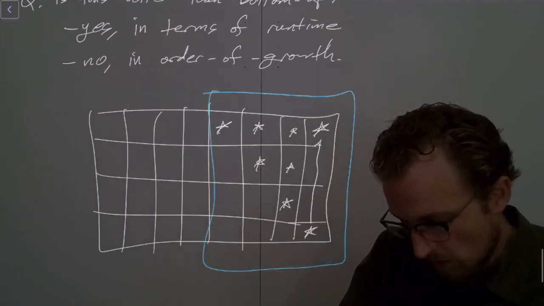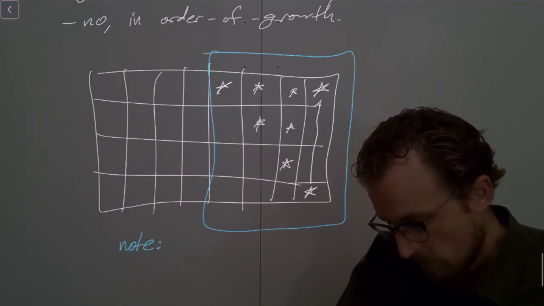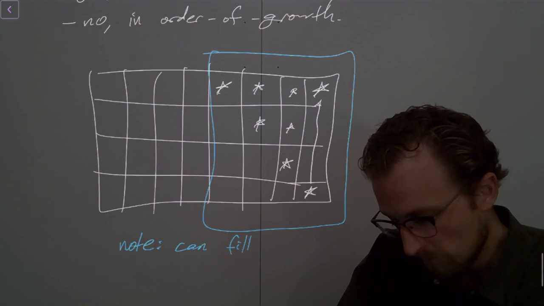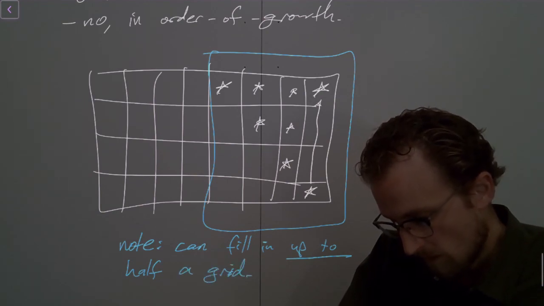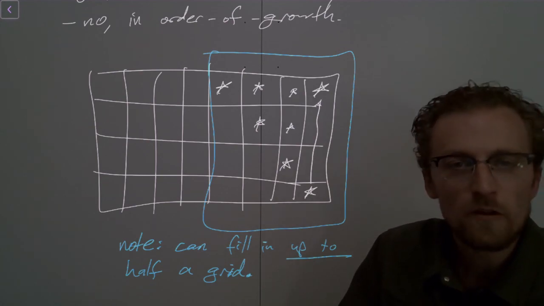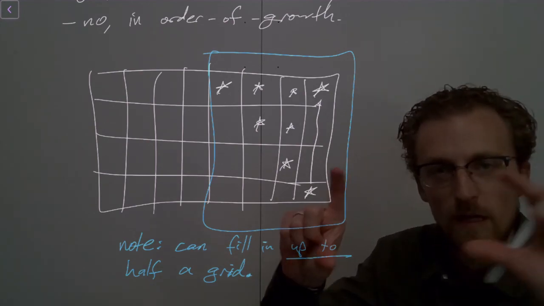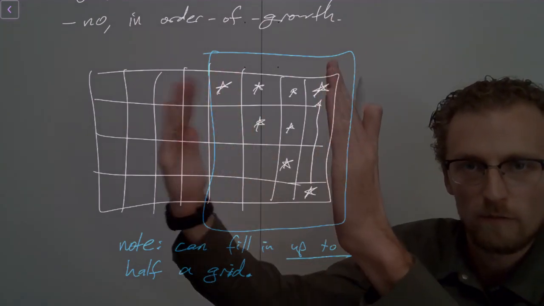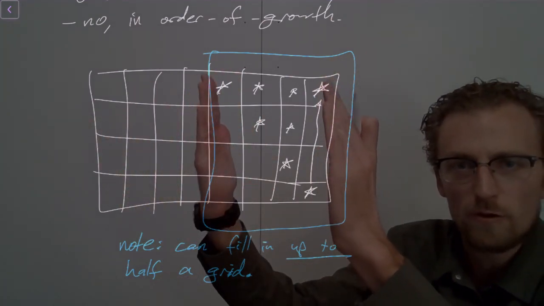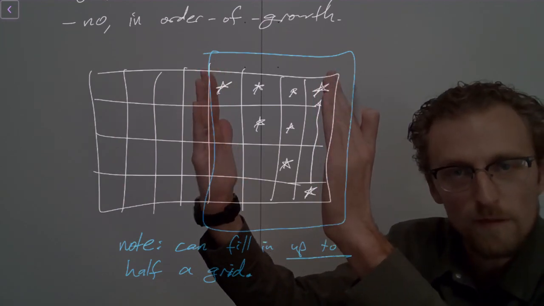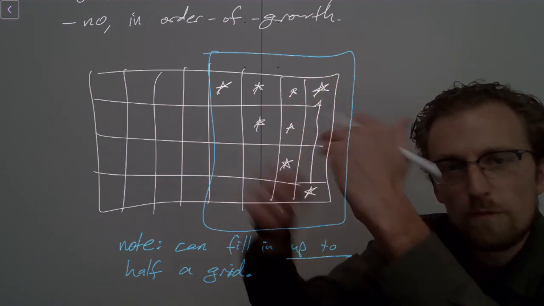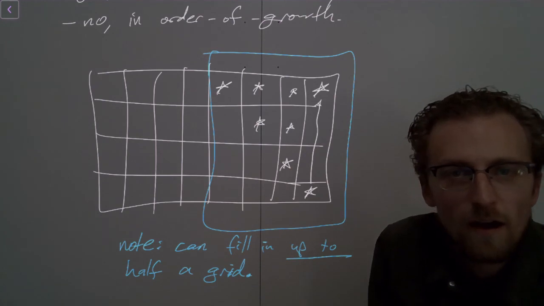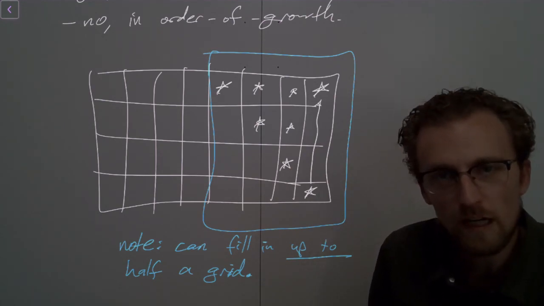So notice we can fill in up to half a grid. Here we've only filled in half of this grid and left this entire part empty, but there's no way to guarantee that the half we do fill in isn't the whole grid. If our original grid starts out square, then we've filled in half the grid and had an order of 2 speedup, which isn't good enough to get us an order of growth speedup.